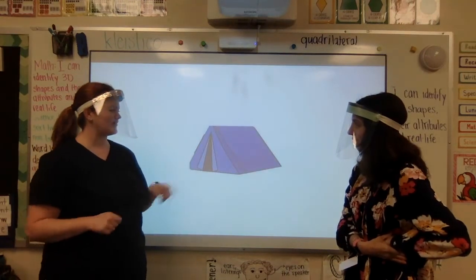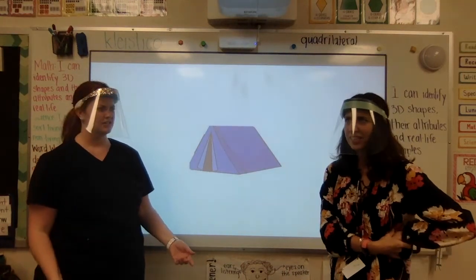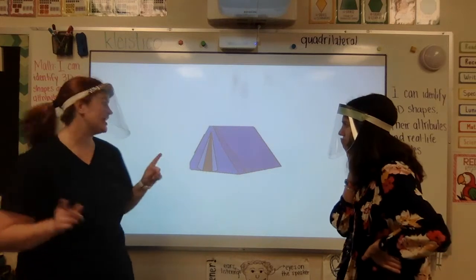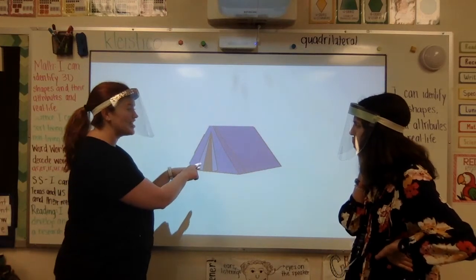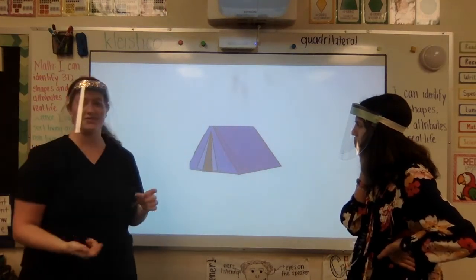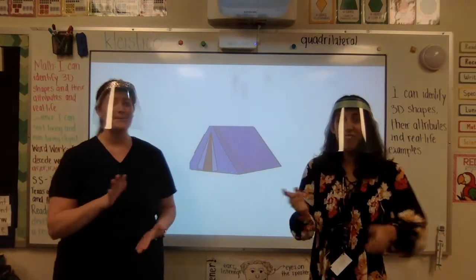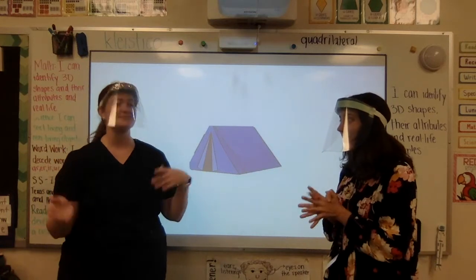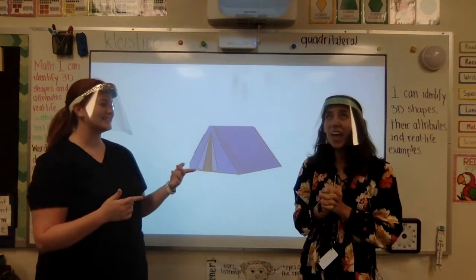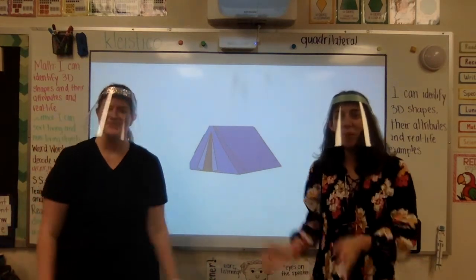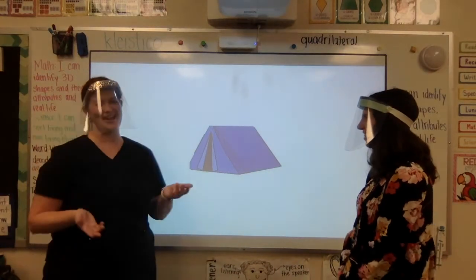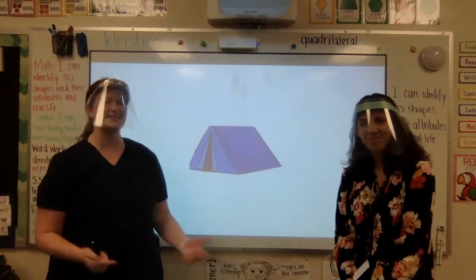Oh, next we have a tent. A tent. Oh, wait a second, Miss Lestico. It has a triangle face right here, and I know there's one on the other side, and then it has rectangular faces. Oh, Miss Lime, if our faces are triangles as well as rectangles, that means it would be a triangular prism. That's right. It is a triangular prism, and we're pretty much going to see those as a tent.